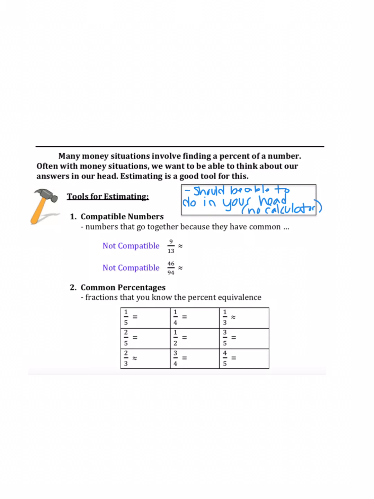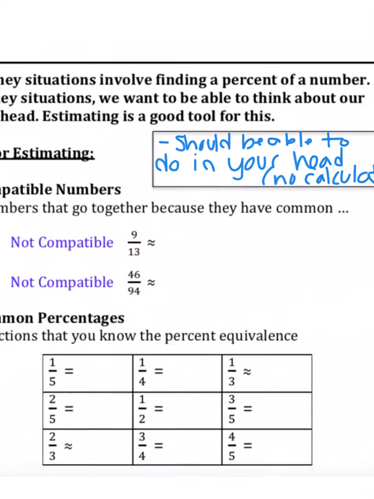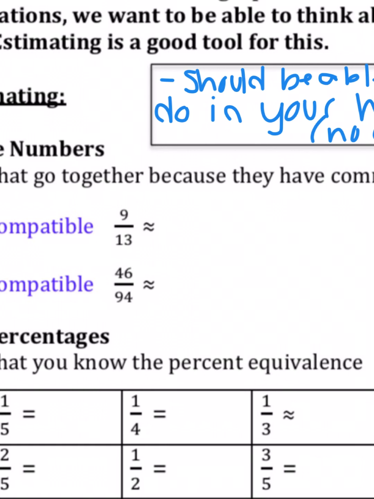But if we wanted to try to get numbers that go a little bit better, we could say, okay, well, 9 out of 13 is somewhat close to 9 out of 12. And I know that 9 out of 12 simplifies to 3/4. And 3/4 is a very common fraction. We'll talk about those down below. But 3/4 is a common fraction that is equal to 75%. So if you got a 9 out of 13, you know you're pretty close to a 75%.